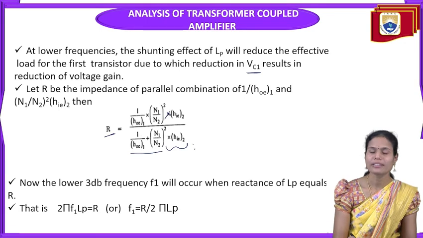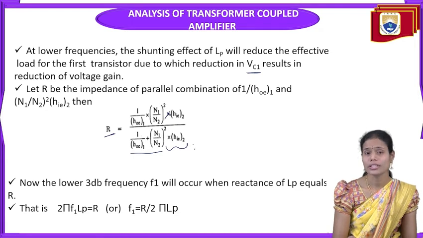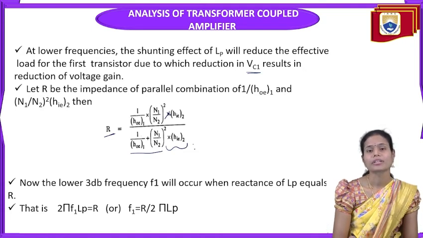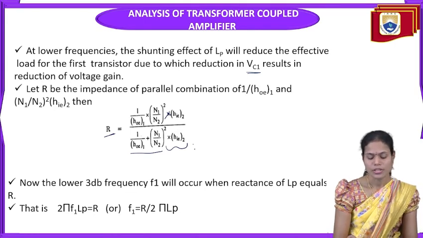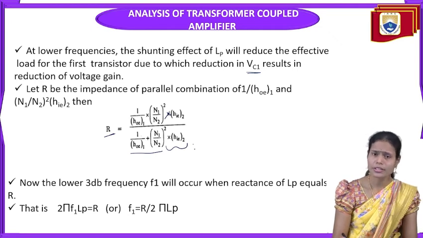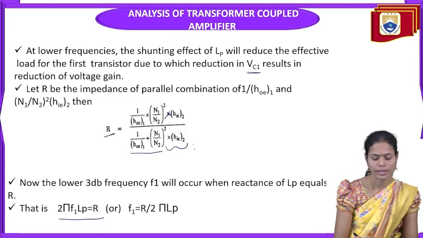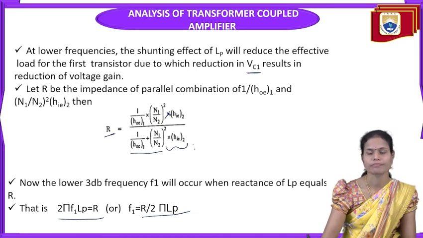Now if we find the cutoff frequency in this particular range, we have to take where the gain is maximum, suppose it is 1. When the gain falls from 1 to 0.707 times, the frequency at that point indicates the cutoff frequency. At the cutoff frequency, the reactance of the inductor has to be included, so we get 2 pi F1 LP equal to R. From that we can write F1 equal to R by 2 pi LP. So this is the cutoff frequency in the low frequency range.